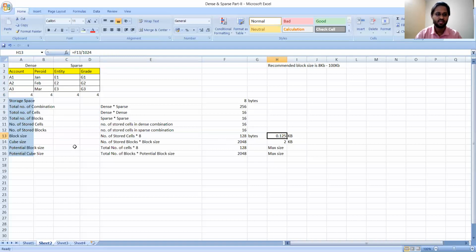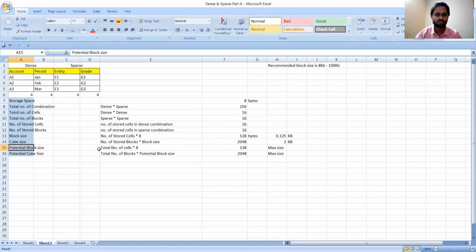And in the cube size, we know it is the number of stored blocks into block size. The number of stored blocks is 16, and the block size is 128. 16 into 128 gives 2048 bytes, divided by 1024, that is 2 kilobytes after conversion.